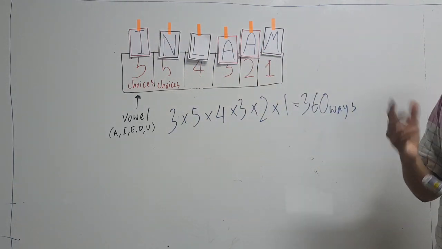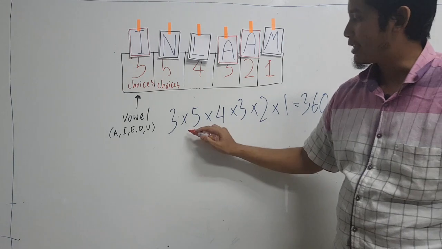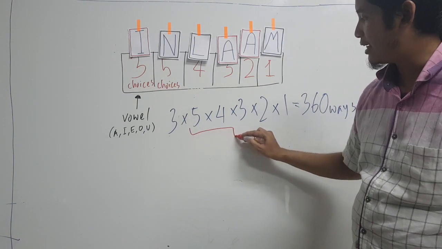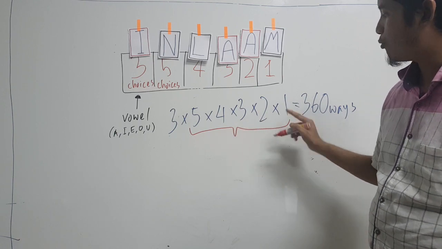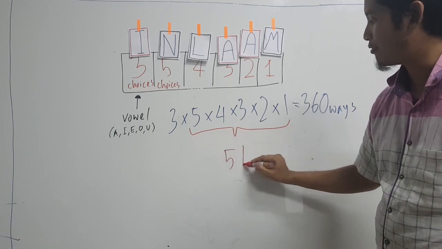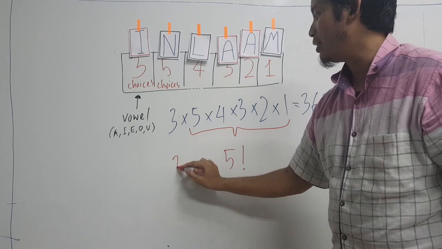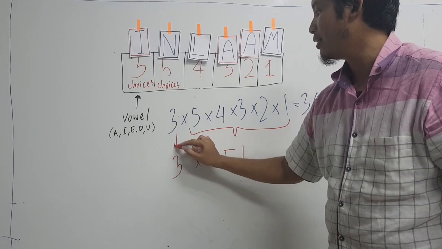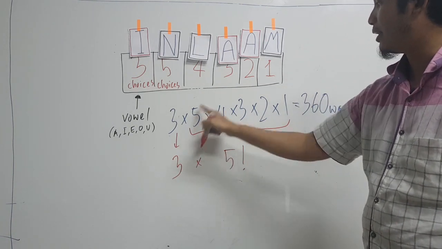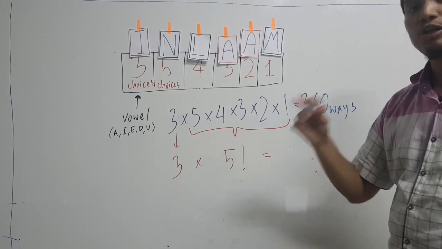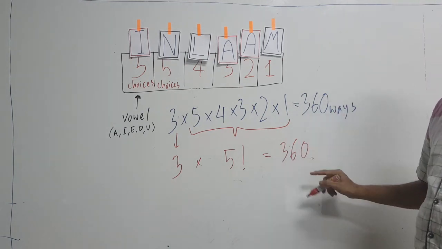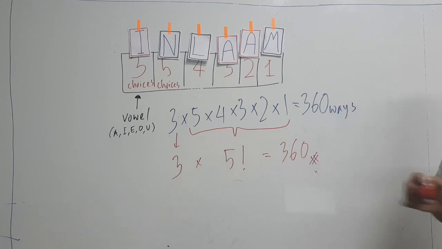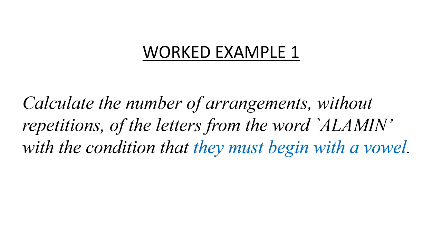Understand? We can also use factorial, as we can see here: 5 times 4 times 3 times 2 times 1 means this is 5 factorial. So 3 times 5 factorial, if we use a calculator, we will also get the same 360.